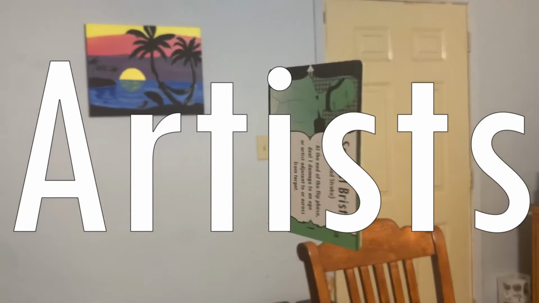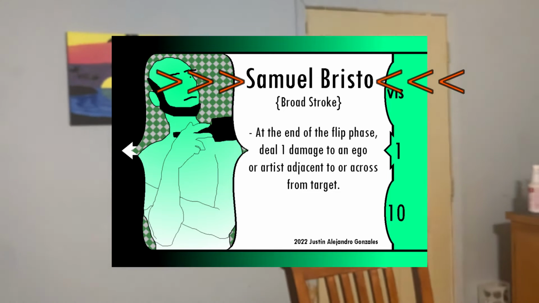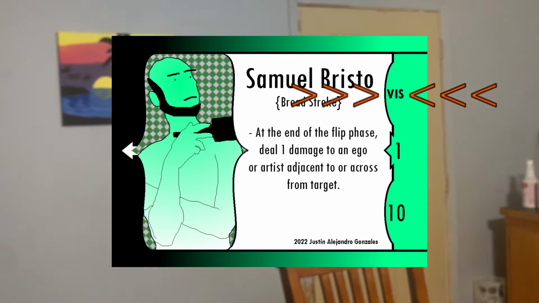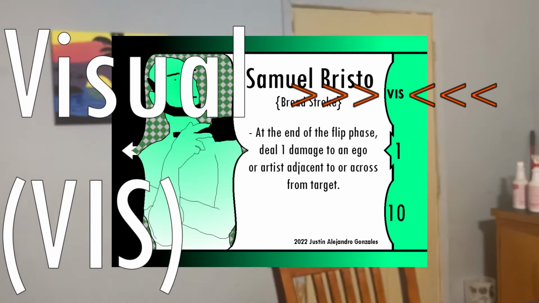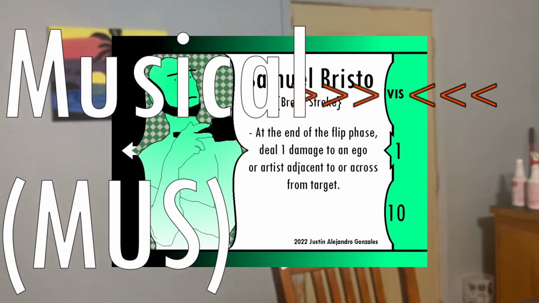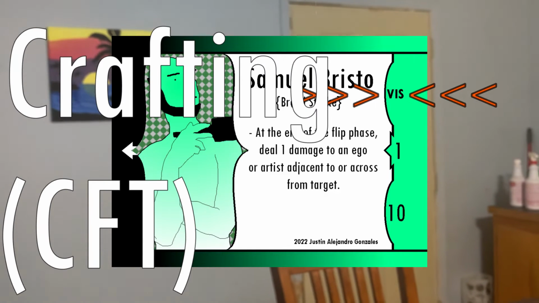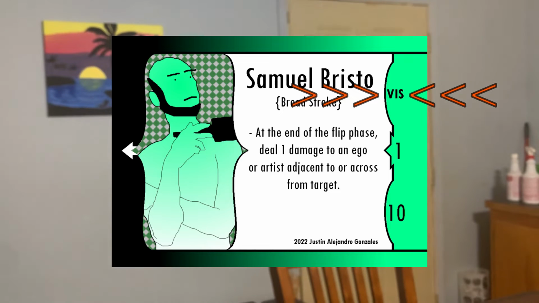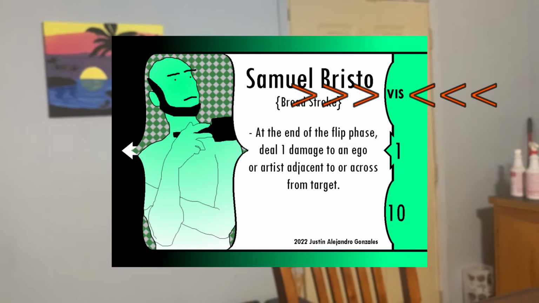Artists. Name. The name of the artist. School. The school of art that the artist practices. There are 7 schools: visual, musical, literary, performing, crafting, culinary, and martial. The school an artist practices determines the works that they can play.